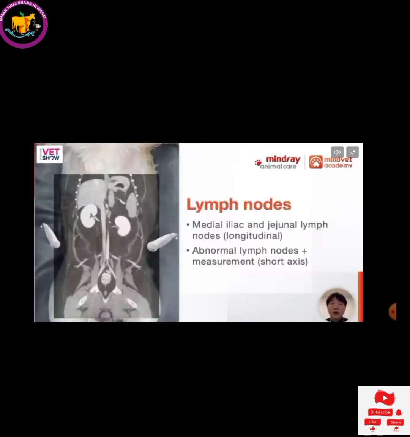Now we will talk about the lymph node. Abdominal lymph nodes should be routinely assessed during a full abdominal ultrasound because they are directly related to the drainage of abdominal organs and structures.